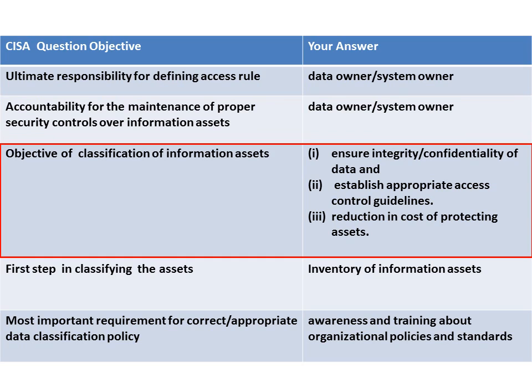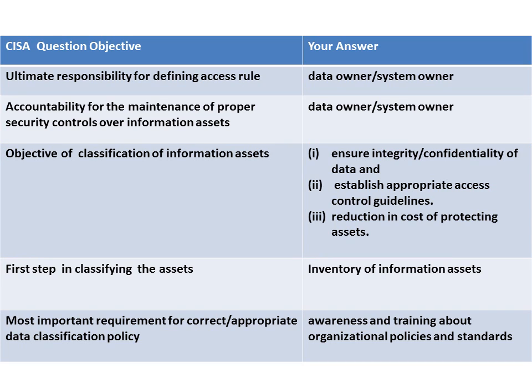Now, the objective of classification of information assets. Our answer should follow these preferences. First preference is to ensure integrity and confidentiality of the data. Second, to establish appropriate access control guidelines. And third one, reduction in cost of protecting assets. First step in classifying the assets is the inventory of information assets. This is the basic requirement for any classification of assets.